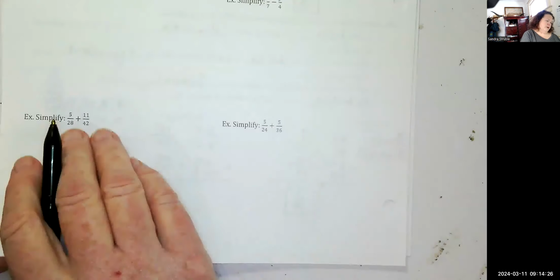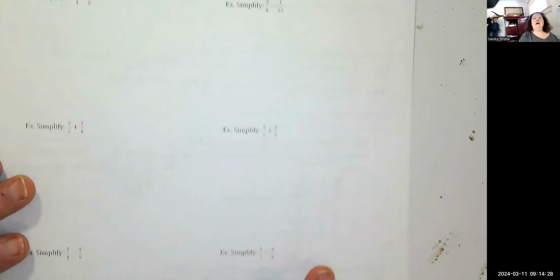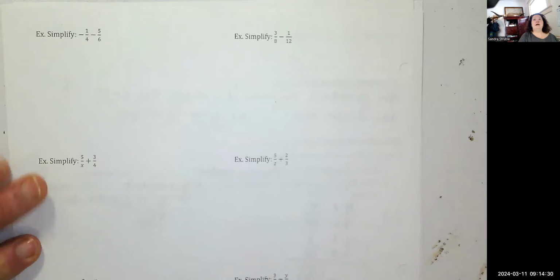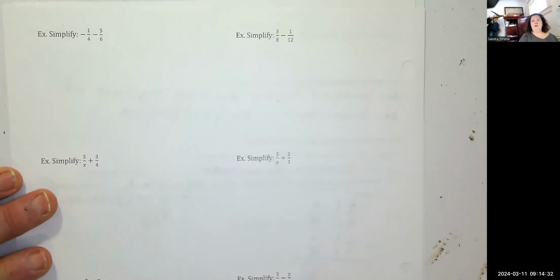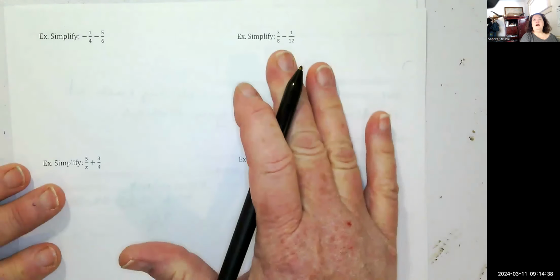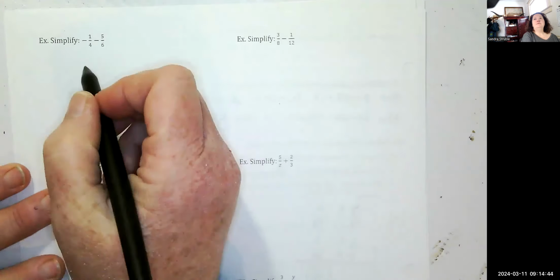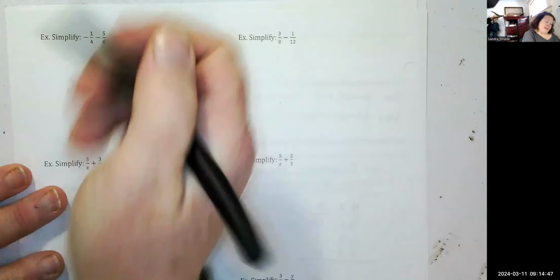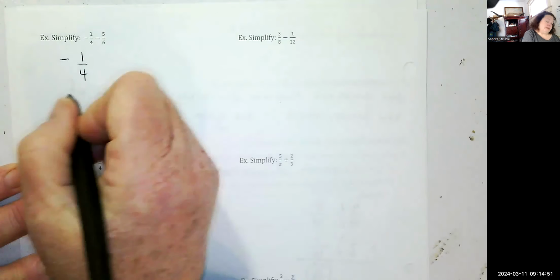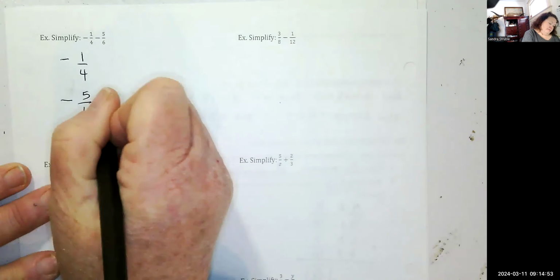Please let me know what questions you have about this. We've got plenty of practice going on here. This is exciting. All right, here's what you need to be doing. You need to pause the video and start working through at least these two. Come back and watch them after you've done these two, because I think you can handle those. Negative 1/4 minus 5/6.